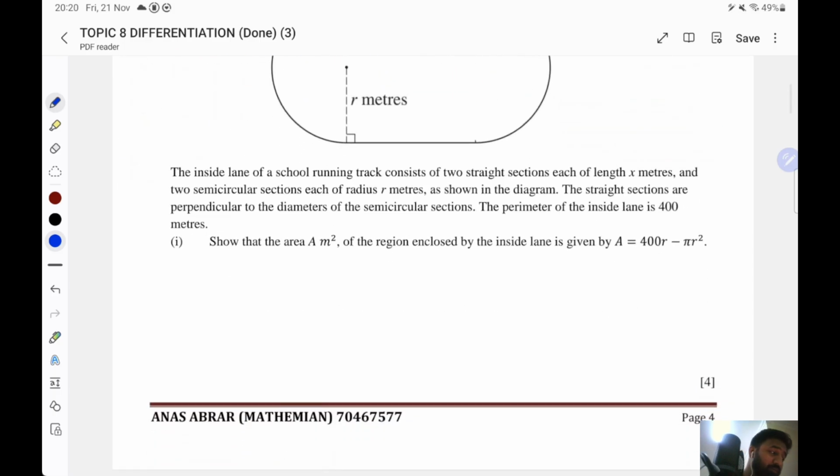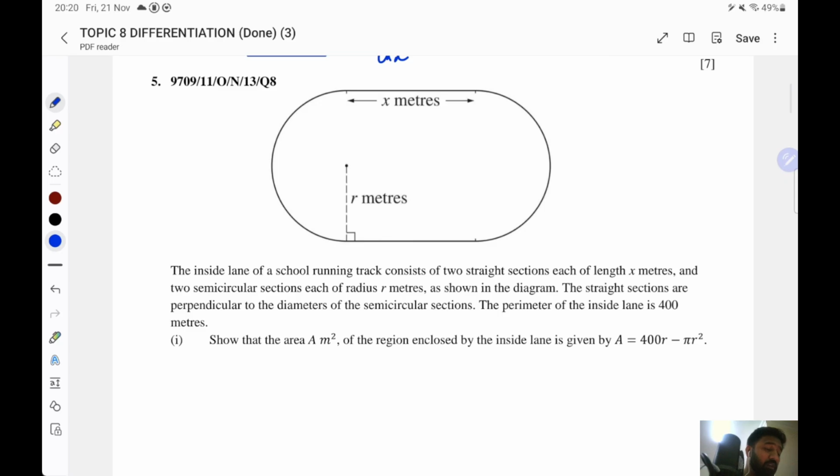Let's move forward. The next question is from October-November 2013, paper 1-1, question number 8. Question is that inside lane of a school running track consists of 2 straight sections, each of length x meters, and 2 semicircular sections, each of radius r meters, as shown in the diagram. The straight sections are perpendicular to the diameter.